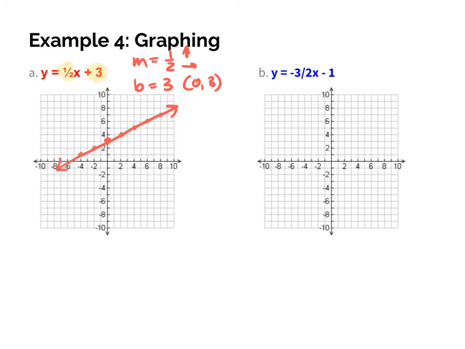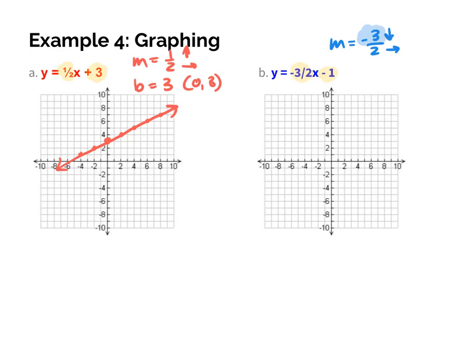Okay, next one here, we've got negative 3/2 x minus 1. Again, this one looks a little goofy with the fraction, but we have negative 3 over 2. That's just how I had to write it on this, folks. But that is my slope. So my slope here is negative 3 over 2, which means down 3, right 2. Quick side note, when I see this negative, always apply it to the top number. So that top number is going to be the negative, not the denominator.